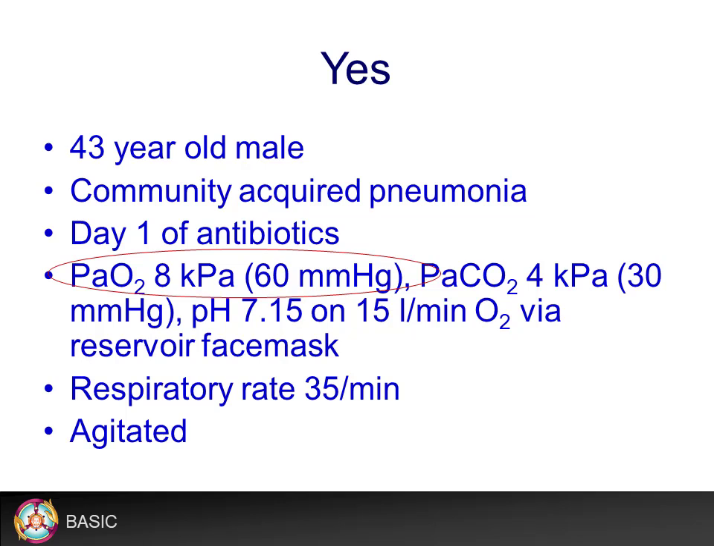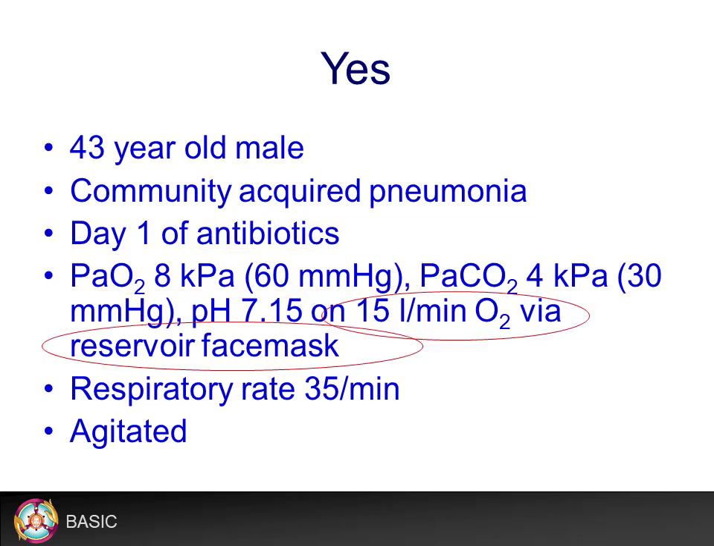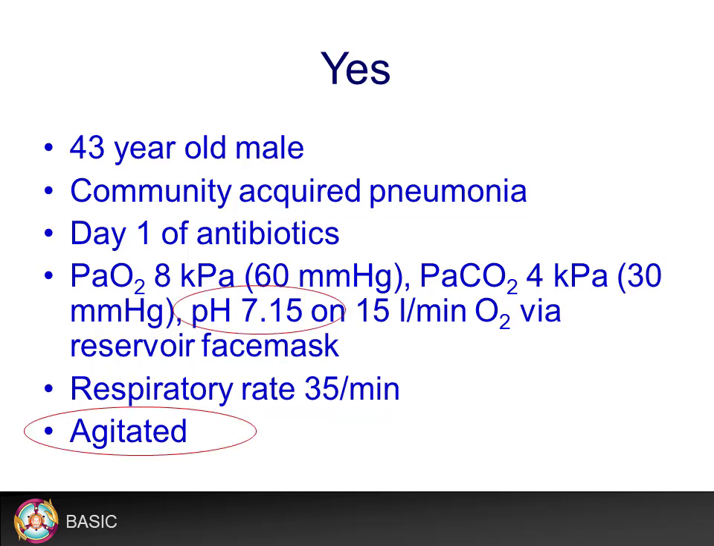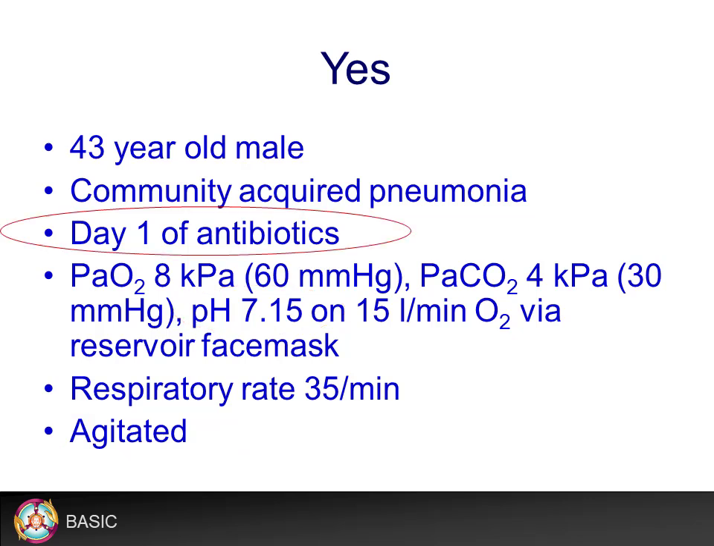The patient is hypoxemic, despite near maximal oxygen therapy by face mask. His tachypnea also indicates that his respiratory failure is severe, and his agitation and metabolic acidosis indicate tissue hypoxia. Furthermore, he's only on the first day of antibiotic therapy for community-acquired pneumonia, and he is therefore unlikely to respond rapidly to treatment of his underlying condition. The risk-benefit ratio therefore favors ventilation.